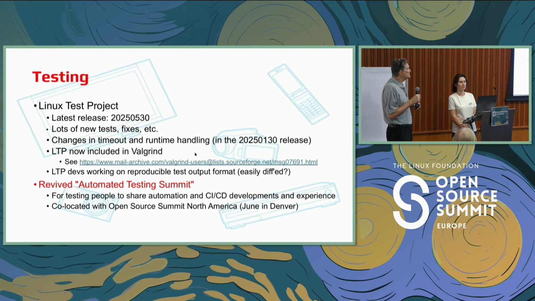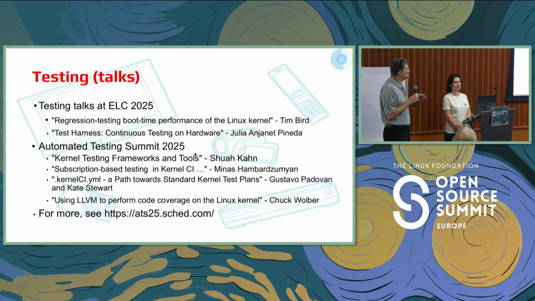And then in terms of testing, the Linux Test Project is kind of chugging along. There was a revival this year of the Automated Testing Summit. This is a testing summit that we'd had a couple years ago. It kind of died when COVID hit. That was not the only reason it died, but that was one of the reasons. But I think this is a good development. This is just a smattering of the talks that were at that.